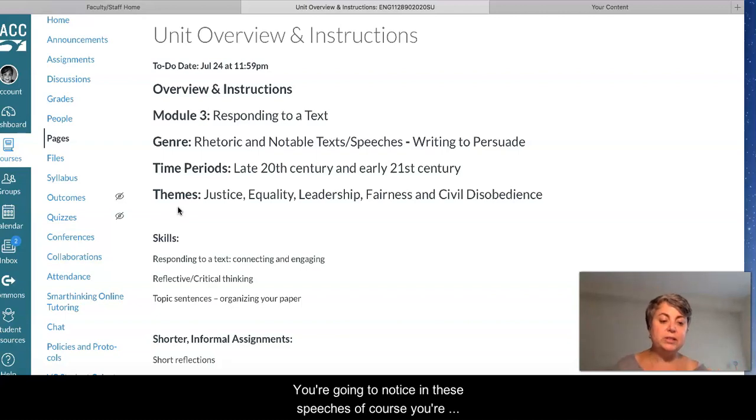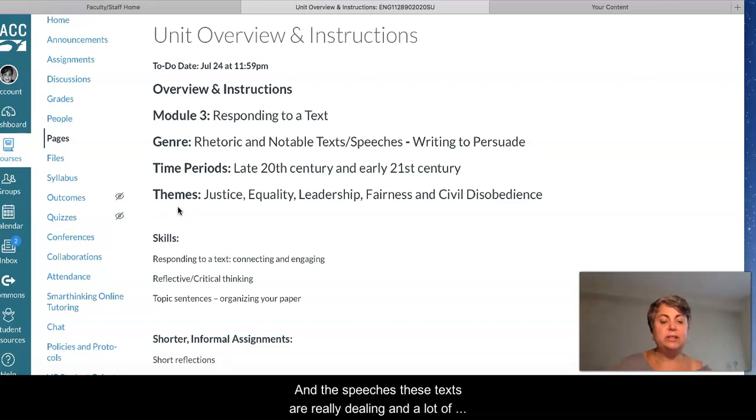You're going to notice in these speeches, of course, you're going to immediately notice it's very different from a drama, a play. It's not fiction. It's a written speech that was delivered and performed. It is part personal narrative and creative, I'm going to say creative nonfiction, loosely, okay? So we're also going from fiction to nonfiction.